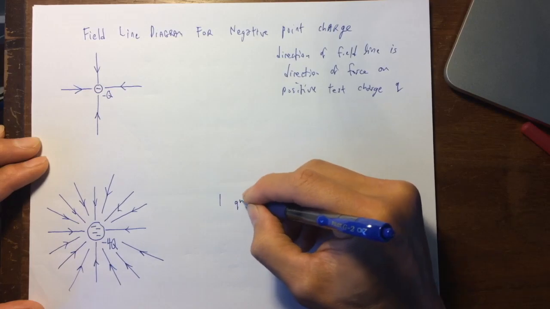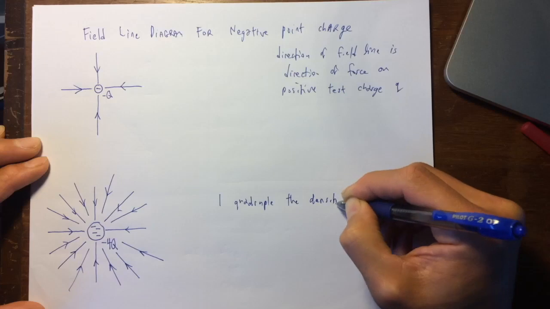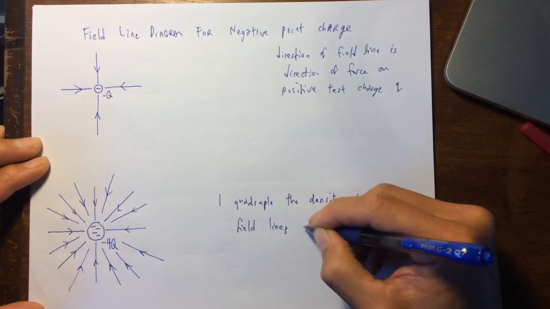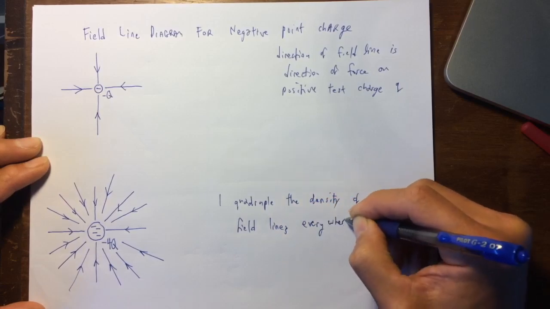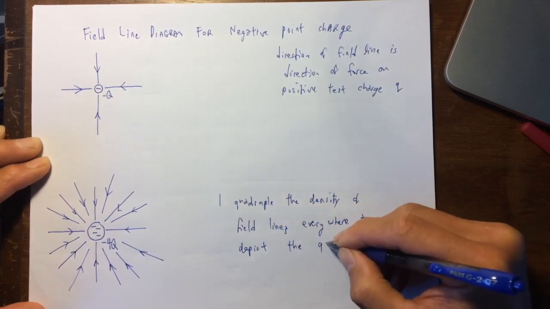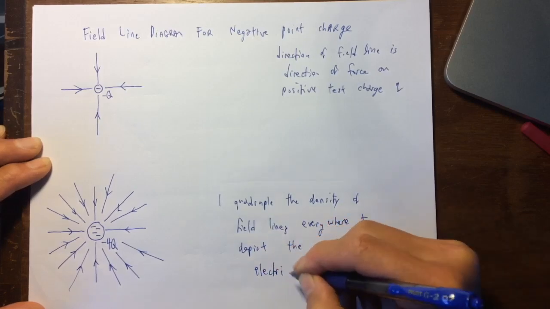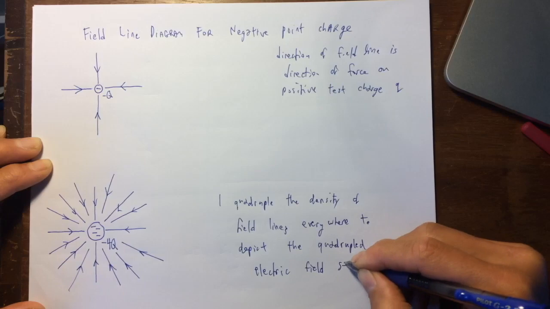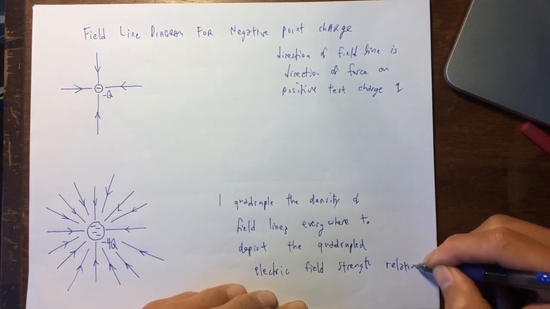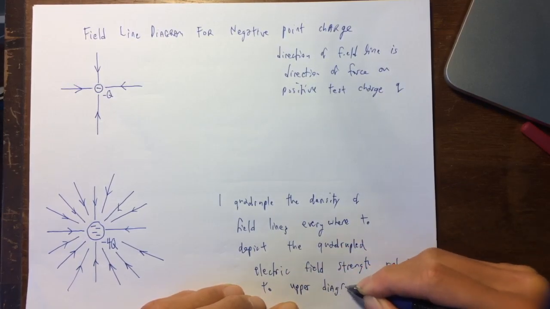So I quadrupled the density of field lines everywhere to depict the quadrupled electric field strength, relative to the upper diagram.